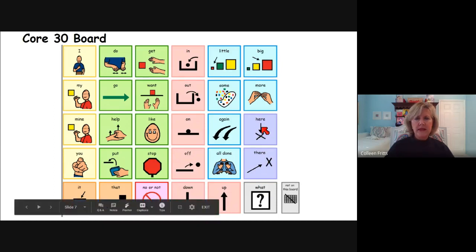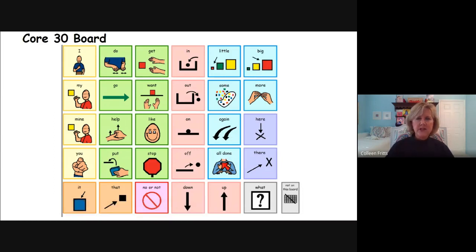The purple words are places, and then the blue words are descriptor words, adjectives, adverbs, or some nouns that tell you something.